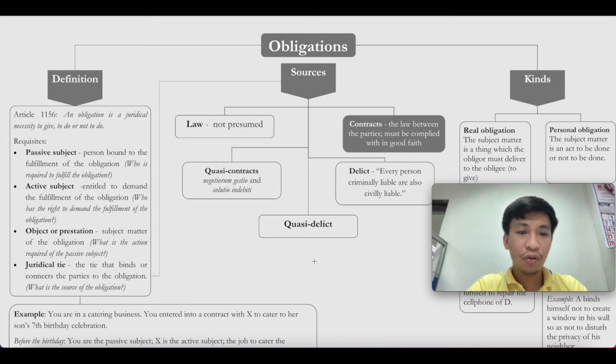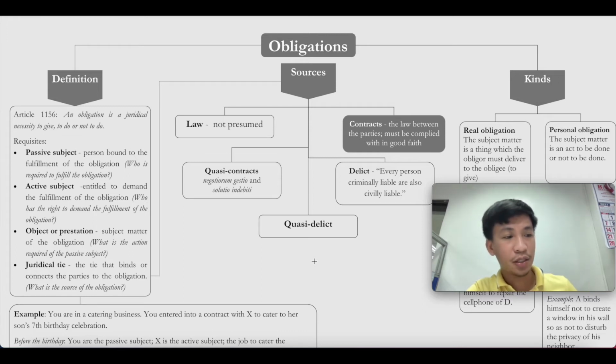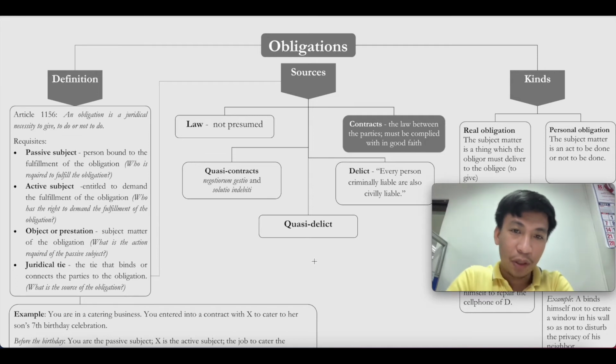Ibig sabihin, hindi siya inutusan ng second party to do something. So, what are these two kinds of quasi-contracts? First, we have negotiorum gestio. Now, the definition of negotiorum gestio is voluntary administration of someone else's property or affairs without his consent, o nang hindi siya pumapayag, which gives rise to an obligation to reimburse. Now, let's discuss that one by one. Now, voluntary administration of property or affairs.